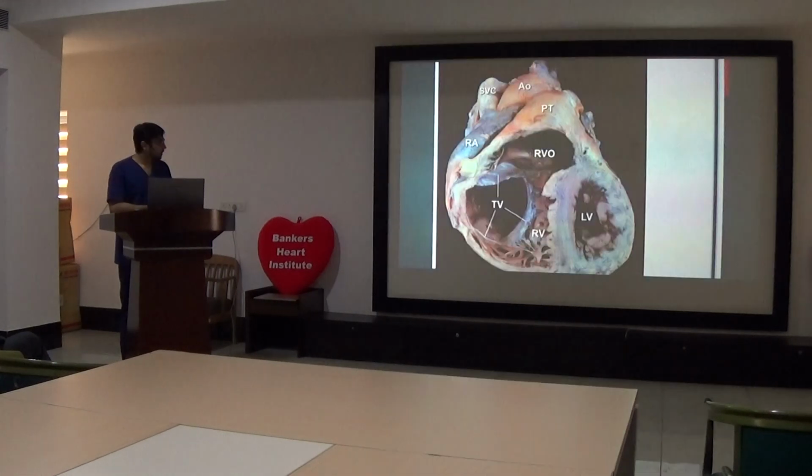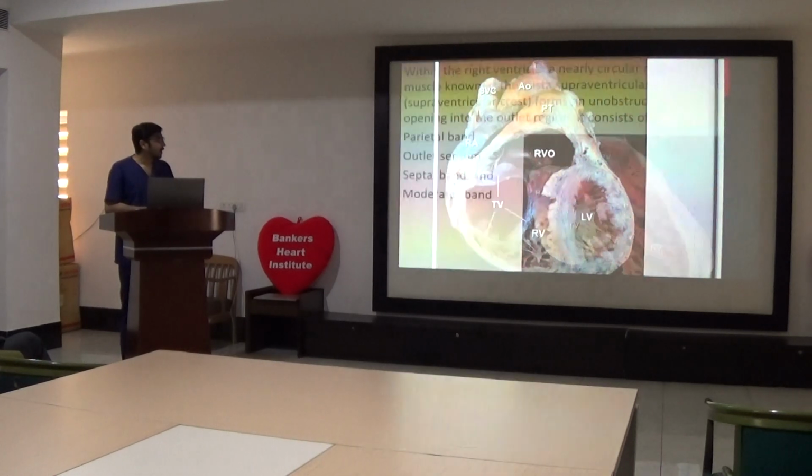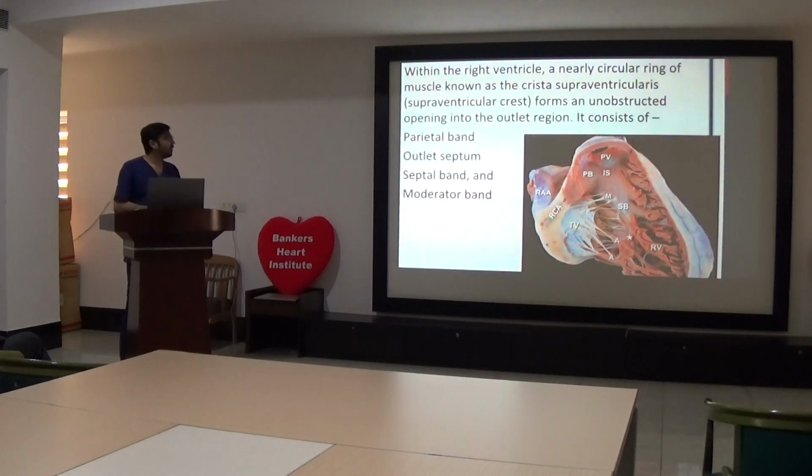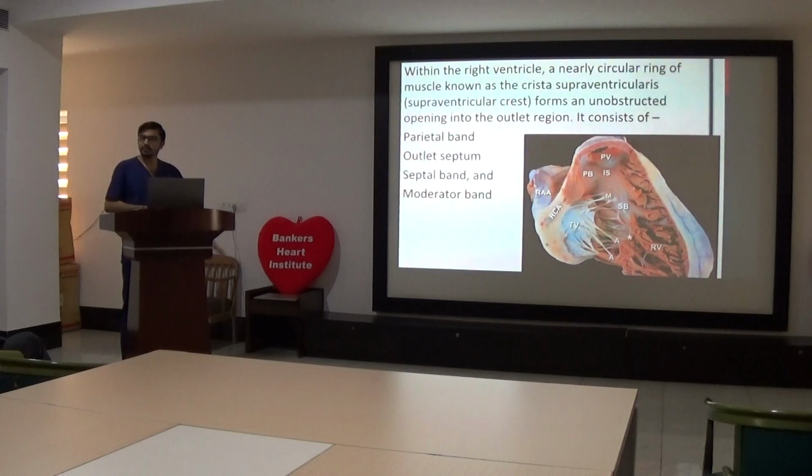Okay. So, as per this picture, the right ventricle is basically within a circular ring of muscle known as the crista supraventricularis, or supraventricular crest. It forms an unobstructed opening into the outlet. It consists of the parietal band, septum, and moderator band. Basically, the outlet portion is the moderator band. When we assess the echocardiographic view of the RV, we see fat deposition. When we see the wall thickness of the RV in the subcostal view, the thickness includes the trabeculated muscle and the fat portion. So we have to keep that in mind.